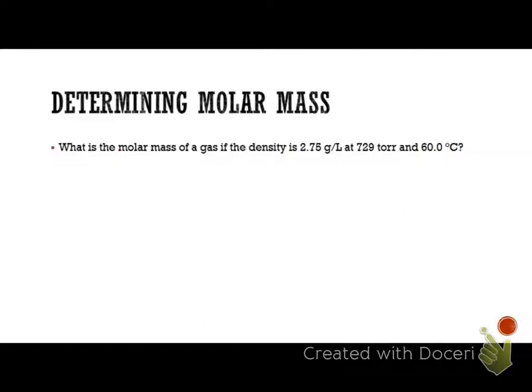For determining the molar mass of a gas, the next two examples are going to be on that one. And this one wants to know what is the molar mass of a gas if the density is 2.75 grams per liter. And when we're talking about density in terms of gases, it always needs to be grams per liter. And they gave us 729 torr and 60 degrees Celsius, which is pretty mean of them, because now we have to convert that stuff, because we have to match our R value units, remember, of 0.0821 liters times atmosphere over mole K. So we always have to do Kelvin.